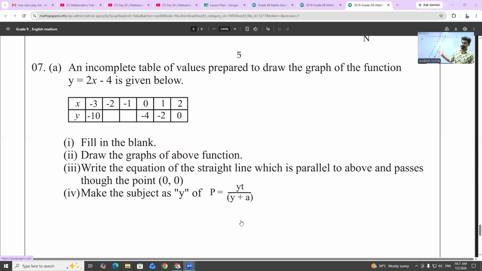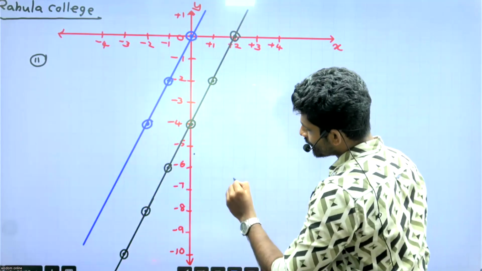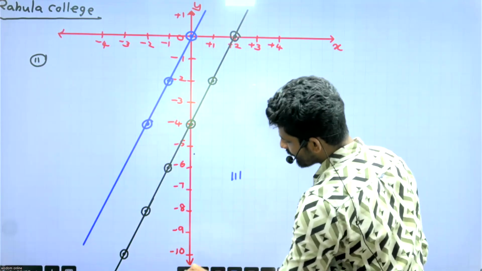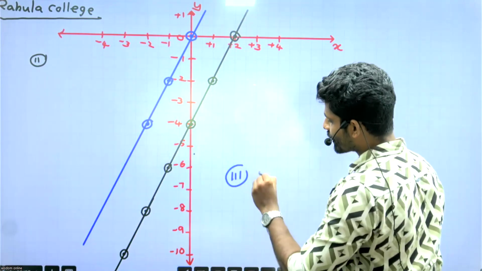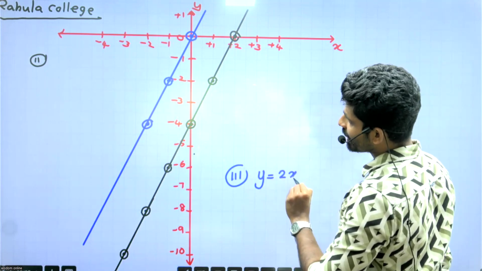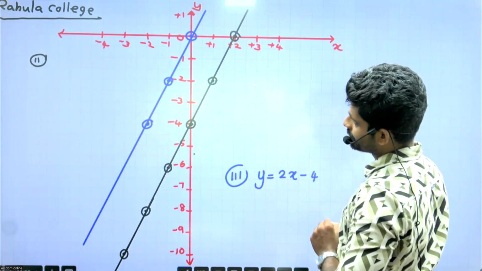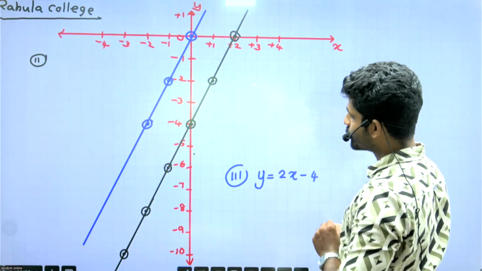Write the equation of the straight line. Parallel means, what is the equation of that black color one? What is the equation of that black color graph? Y equal 2x minus 4. Y equal 2x minus 4.